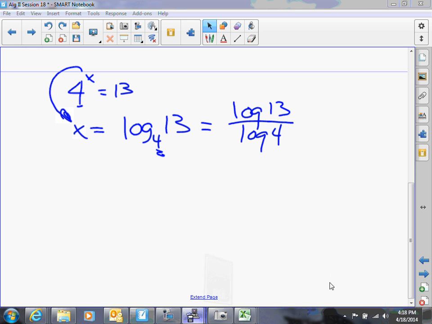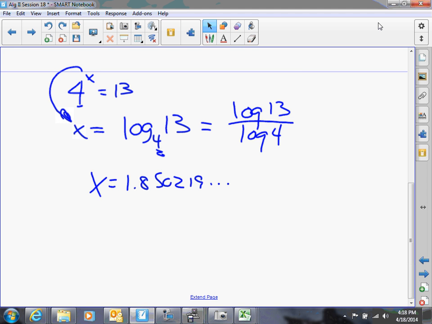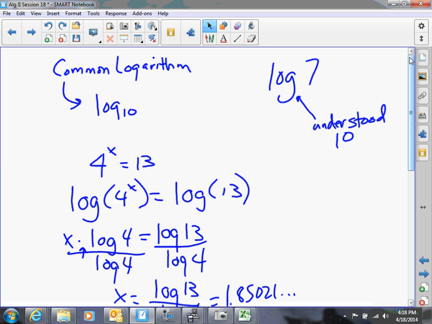And all we then need to do is take the log of 13 divided by the log of 4, which we already did. We got 1.8502198559, etc. So, once again, x is equal to 1.850219, etc. So you can use the change of base to solve logarithmic equations as well. And that is the concept that's wrapped up in Chapter 8, Section 6.